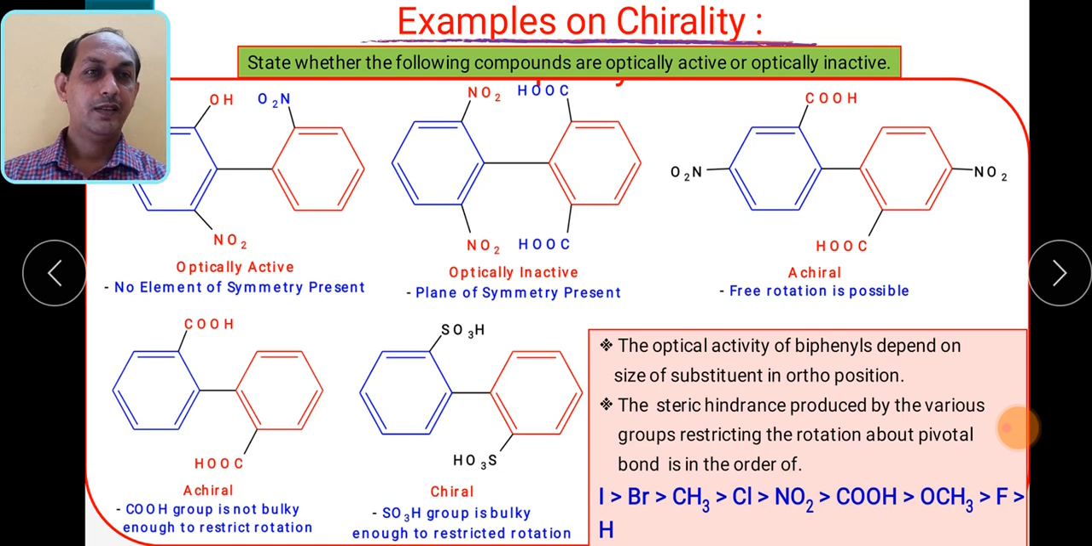And here you can see halogens are bulkier. The COOH group as compared to it is not bulky. We have seen in the case of this example, that's why it is chiral. It is not that particularly bulky. So this particular thing you need to remember in order to judge the free rotation.